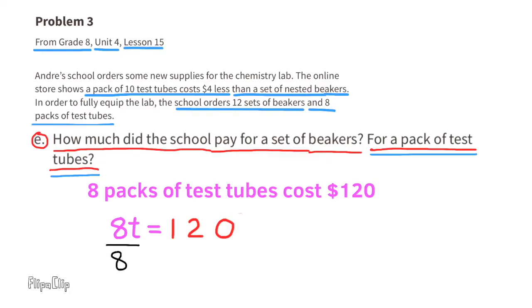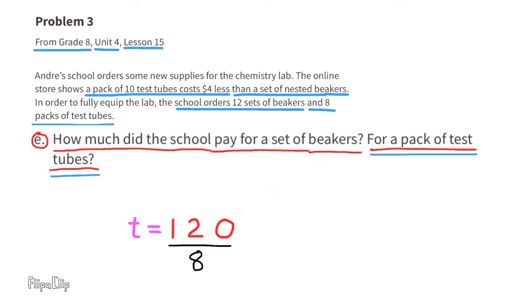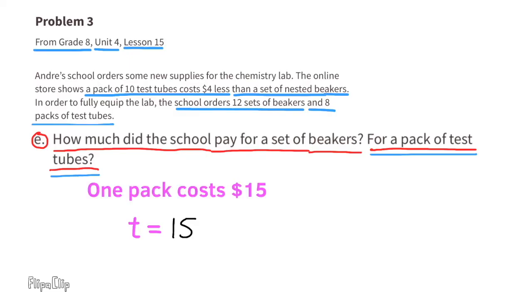Divide both sides by 8. 8t divided by 8 is 1t, or t, and 120 divided by 8 is 15. One pack of test tubes costs $15.